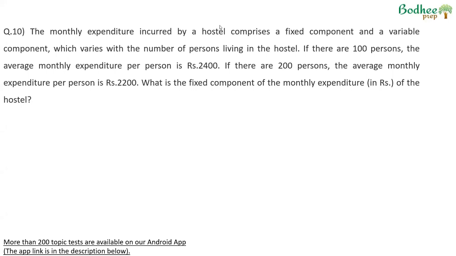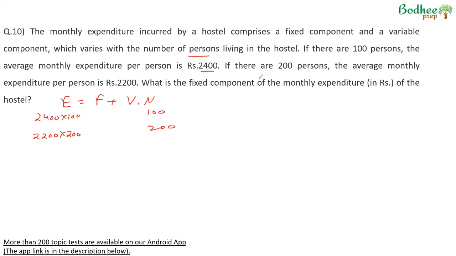The monthly expenditure incurred by a hostel comprises a fixed component and a variable component, which varies with the number of persons in the hostel. So expenditure is equal to fixed component plus variable component times number of people. If there are 100 persons, if n is 100, the average monthly expenditure is 2400. So the total expenditure will be 2400 into 100. If there are 200 people, then the average monthly expenditure is 2200. So the total expenditure will be 2200 into 200, number of people into average. What is the fixed component of the monthly expenditure?